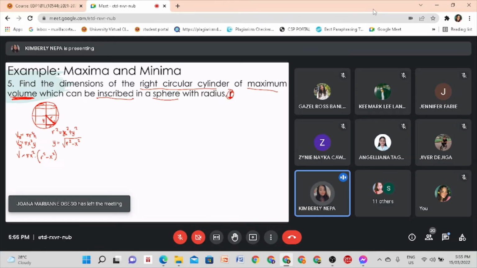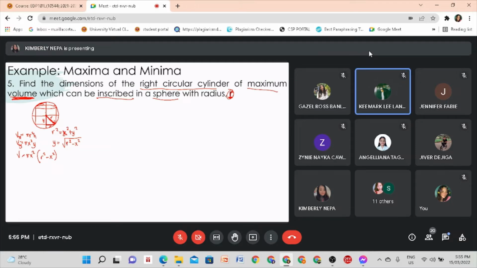And then, what are we going to do? Derive, ma'am. Is that the next step? Oh, square root, right? This is square root, right? Yes, ma'am. Okay. So the next step in maxima and minima after we have reduced to one variable is to derive, correct? Yes, ma'am. With respect to the variable that is given here.